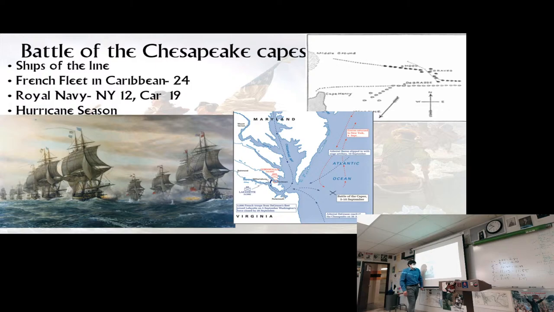At the middle of September, when the French ships arrived here, the 12 ships of the line and their auxiliary ships, the British saw the French fleet, saw they're outnumbered, retreated, and the blockade went into effect. That would be decisive. Hurricanes, French fleet, and now Washington, marching this way, can surround and turn the tide.